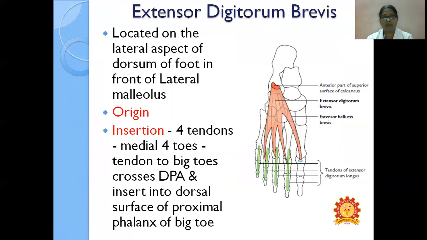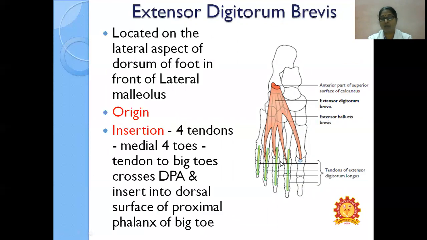What is the origin and insertion of this muscle? It is located on the lateral aspect of the dorsum of the foot in front of the lateral malleolus. Origin is from the anterior part of the superior surface of the calcaneus, and then it descends downwards and gives rise to 4 tendons, which insert into the medial 4 toes. The tendon to the big toe crosses and inserts into the dorsal surface of the proximal phalanx of the big toe.